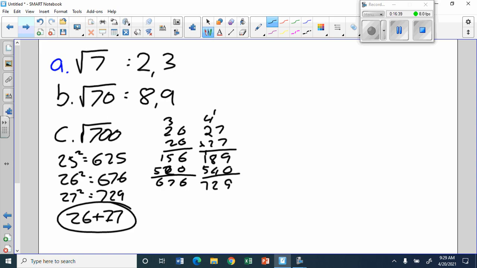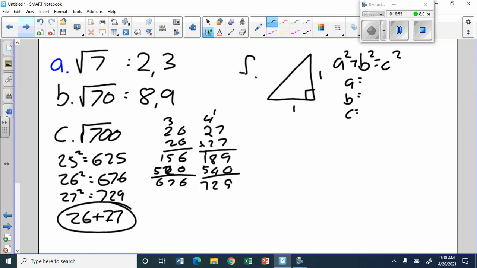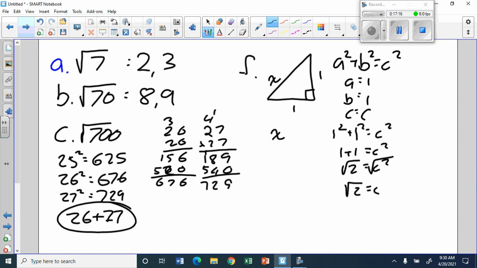Okay, so we look at F. A 90-degree angle, with sides 1 and 1. How long is my other side? How long is the hypotenuse? What's the formula? A squared plus B squared equals C squared. A is a leg, B is a leg, C is the hypotenuse. So 1 squared plus 1 squared equals C squared. 1 plus 1 equals C squared. 2 equals C squared. Square root of both sides. The square root of 2 equals C. So x equals the square root of 2.